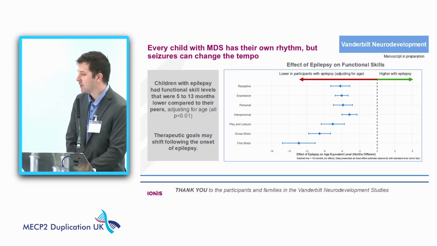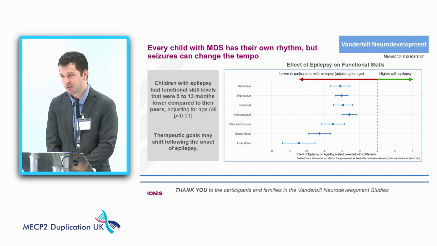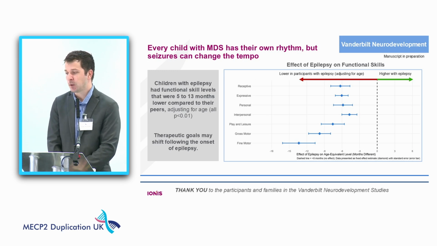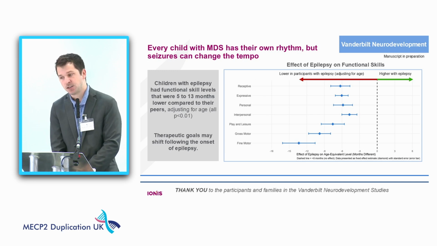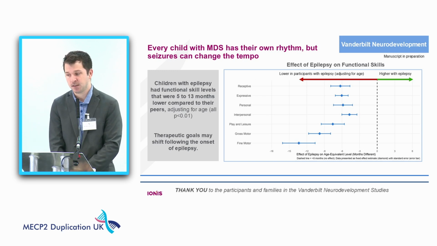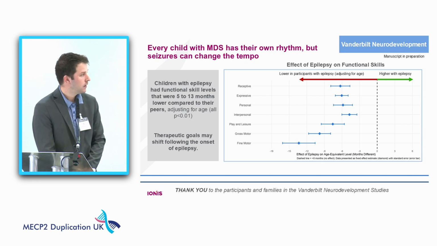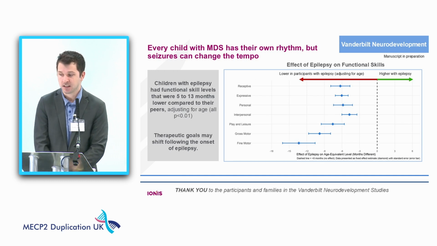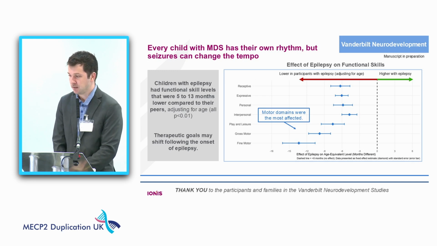This study also helped us learn about impacts of epilepsy. Every child with MDS has their own rhythm, but seizures can change that tempo. And so when we compared individuals with epilepsy versus those without, adjusting for age, the children with epilepsy had functional skill levels that were 5 to 13 months lower compared to their peers. In the graph here, you can see that almost every domain is affected, from receptive communication, expressive communication, down to motor. And it's the motor domains that are the most affected.